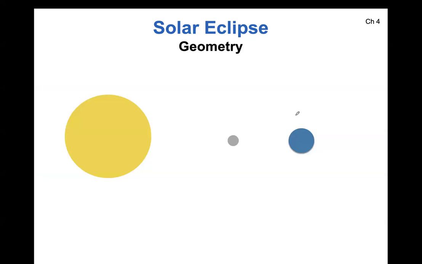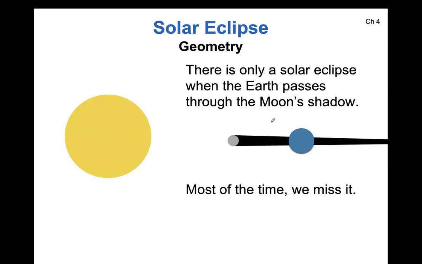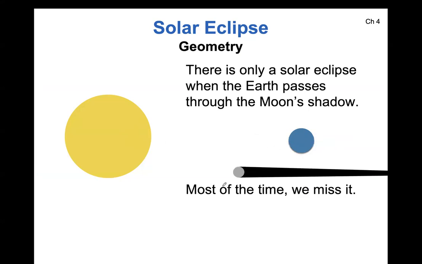Okay, so quick review of the geometry of the solar eclipse. There's only a solar eclipse when the Earth passes through the moon's shadow. So we need this direct alignment. But as I mentioned a minute ago, it doesn't appear to happen all the time, right? Well, why is that? Most of the time we miss it. We miss it because we're not right in that shadow, and we also miss it because the moon is a little bit below or a little bit above the Earth.